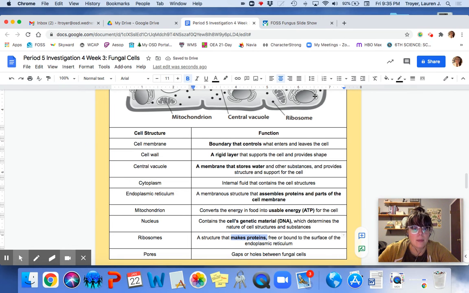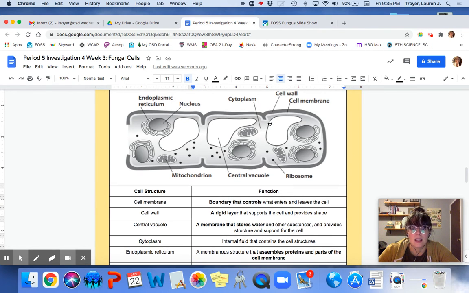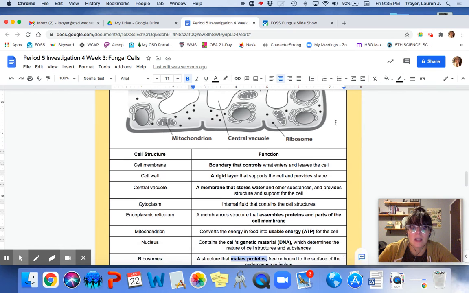Pores are these gaps or holes or openings in between the fungal cell. I've never seen any other multi-celled organism that has cells like this. And I think it allows it to grow really quickly and easily. When it wants to make a new cell, it just is going to shoot one out over here and then shoot the cell structures into it. And it can grow and spread its mycelium very easily that way.